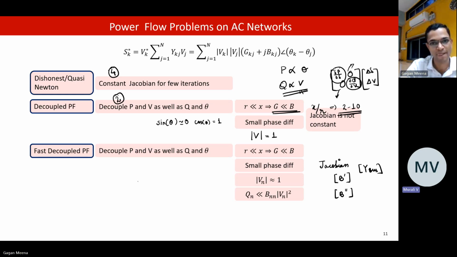Regarding this decoupled load flow, though we are reducing the calculation, is there any advantage from the time point of view, from Newton-Raphson to decoupled load flow?